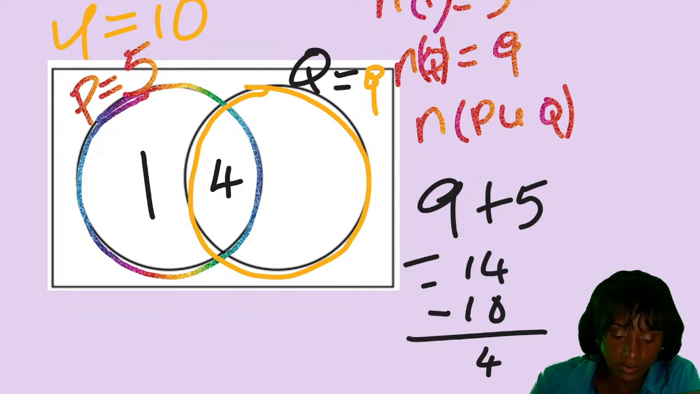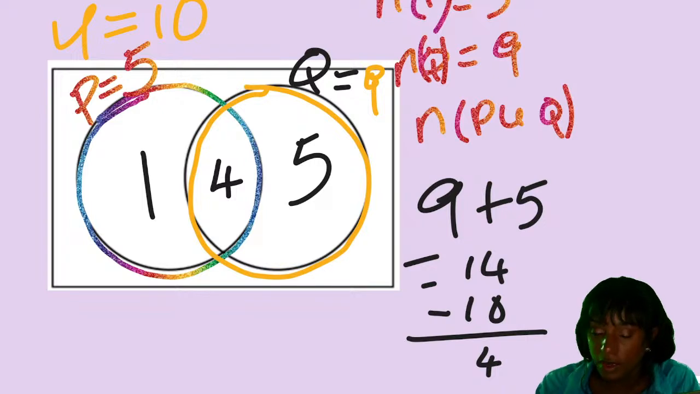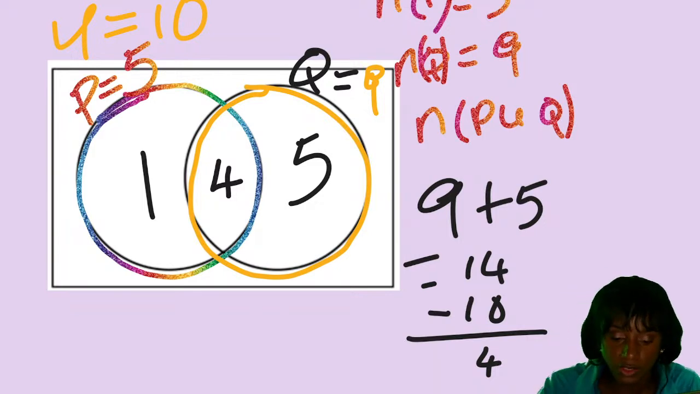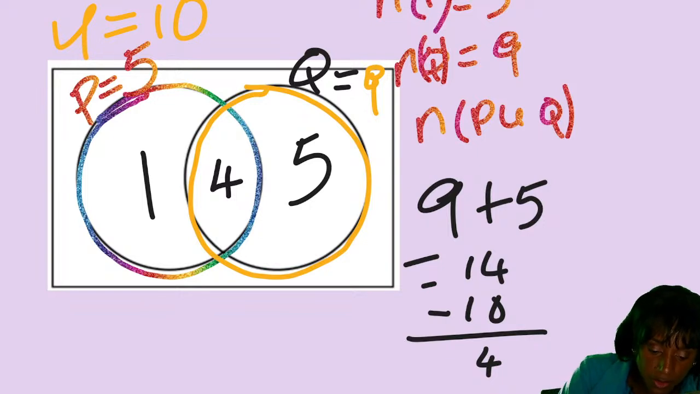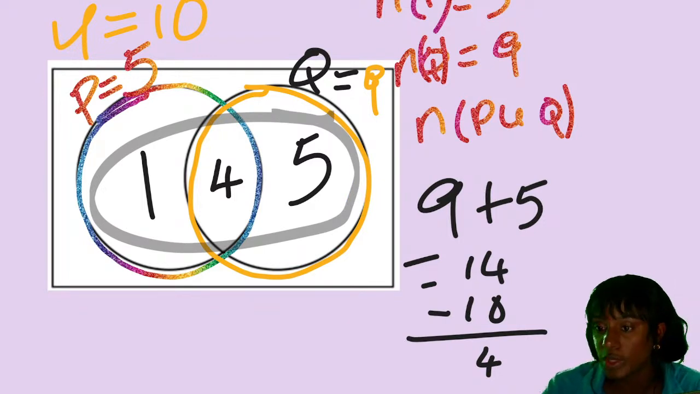Okay, excellent. 5. So if you look closely, 5 plus 4 plus 1 gives us what? 10, which represents the universal set that we had, P union Q. So keep in mind that these 3 values together will represent the union of these 2 sets. Okay, so let's get back to the game.